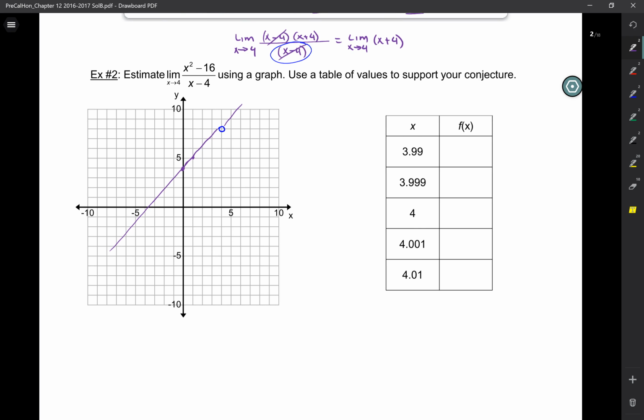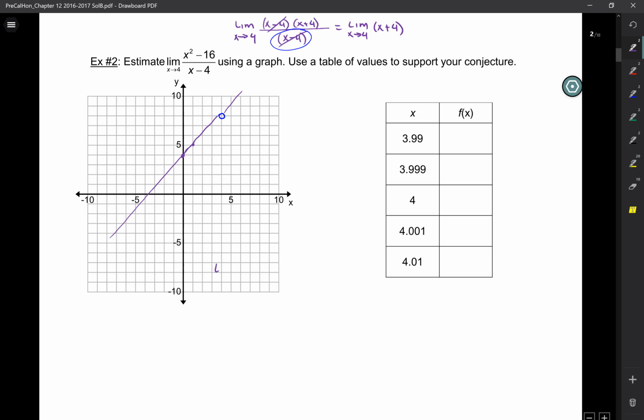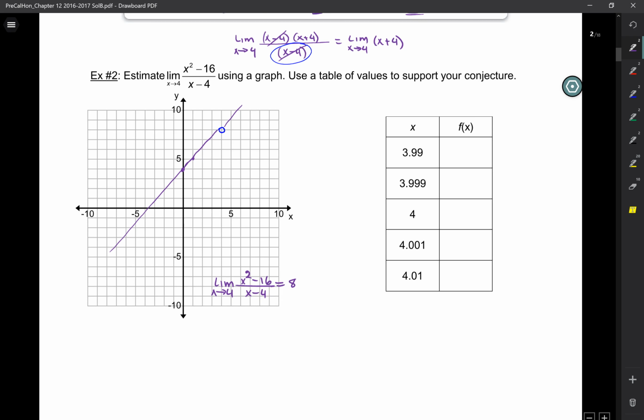Okay. So now, using just the graph, what is the limit of this function as x approaches 4? What does it look like the limit is? As x approaches 4, what value is it approaching? 8. Okay, let's see if we're going to get the same value numerically.